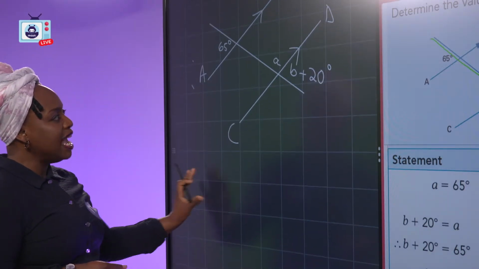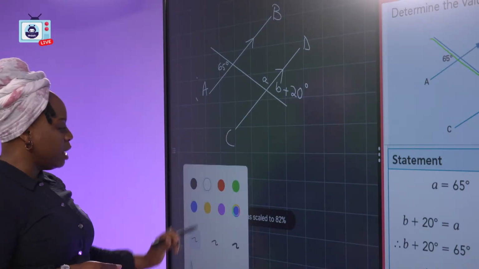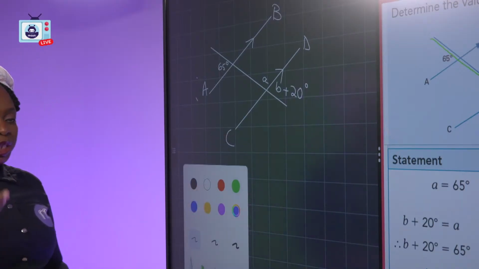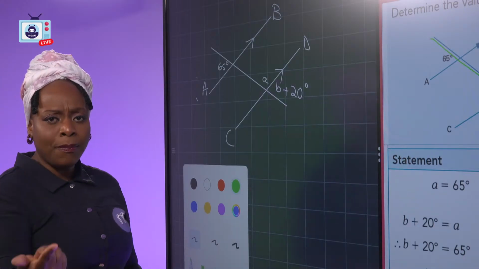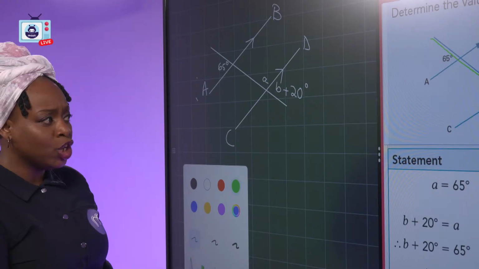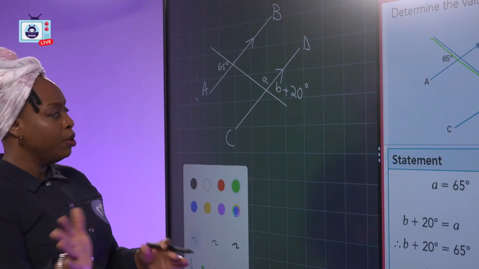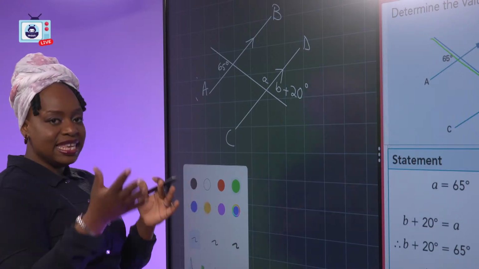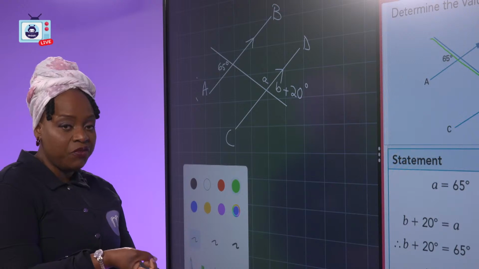To find A and B, we would need to first trace our shapes. Remember, we have the shapes that we spoke about. We have our vertical opposite angles, we have our parallel lines, we have our perpendicular lines. So you first ask yourself, do I have perpendicular lines? No. Do I have parallel lines? Yes. What do I do with parallel lines? Try to see if I can see an F shape.